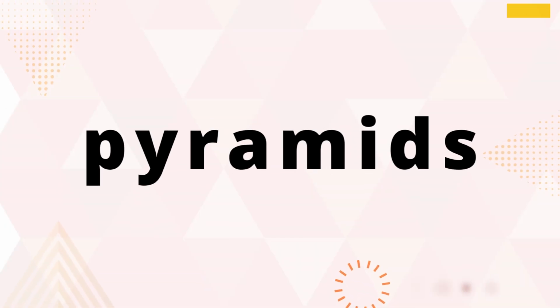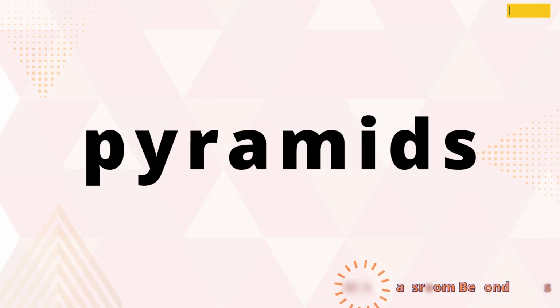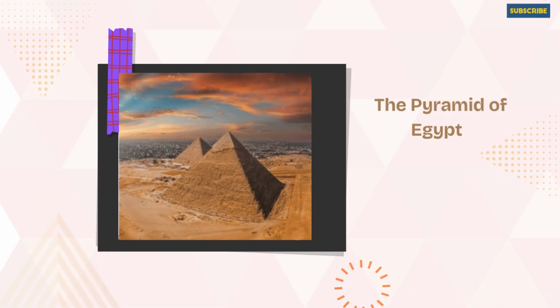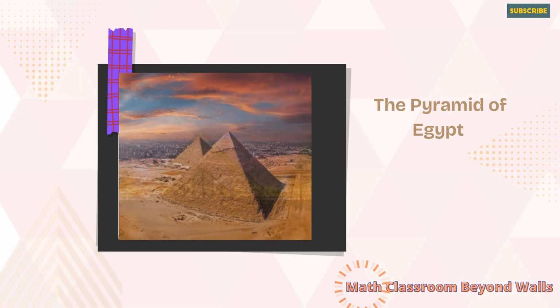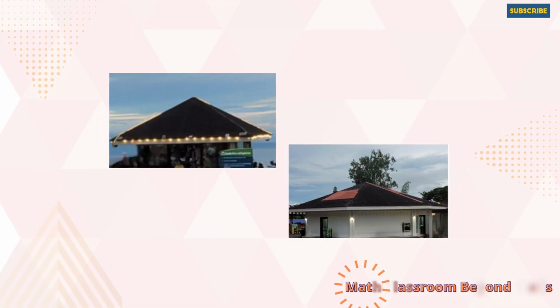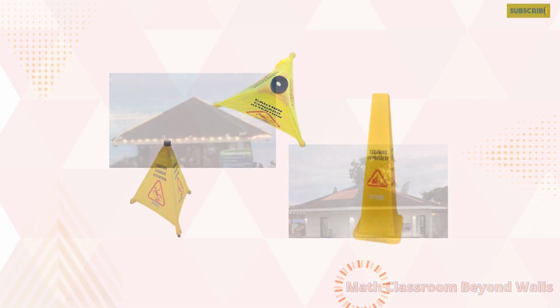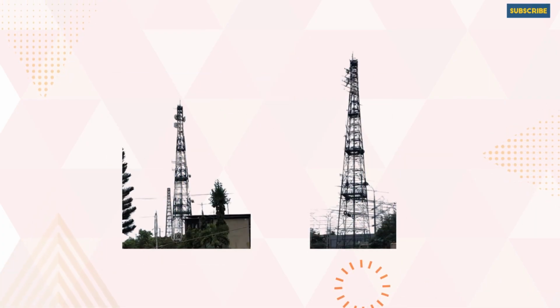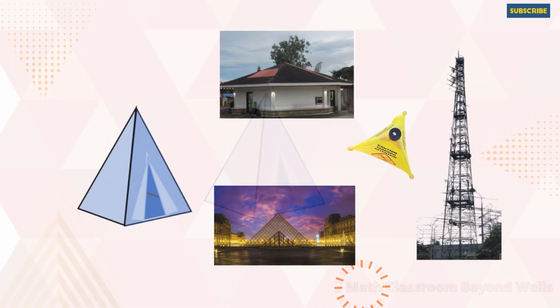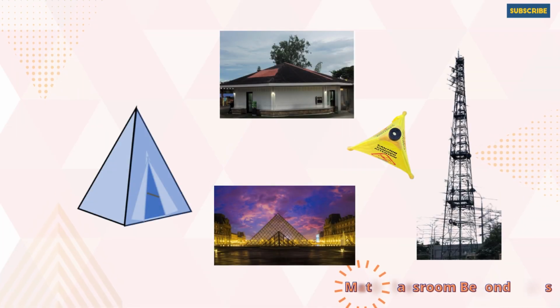As shown in the previous video lesson, the most famous pyramids in real life are the Great Pyramids of Giza, the Pyramids of Egypt, and the Louvre Pyramid in Paris, France. We also have rooftops of buildings and houses, floor signs, radios and cell towers, and camping tents that are built and designed having the shapes of pyramids.